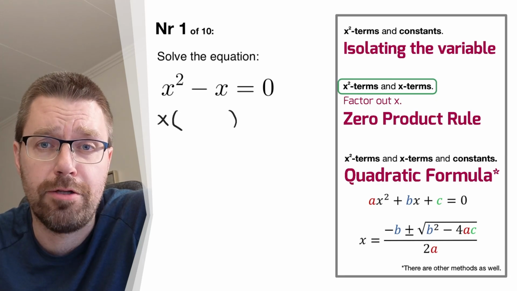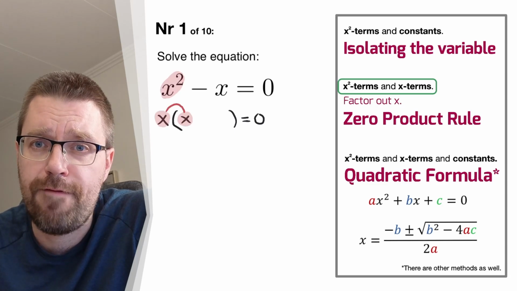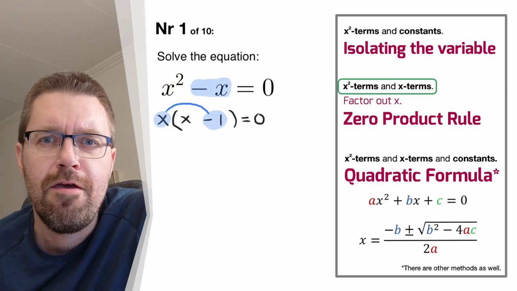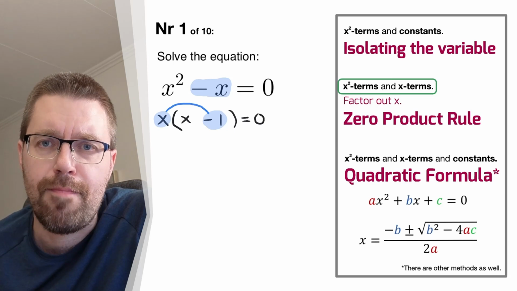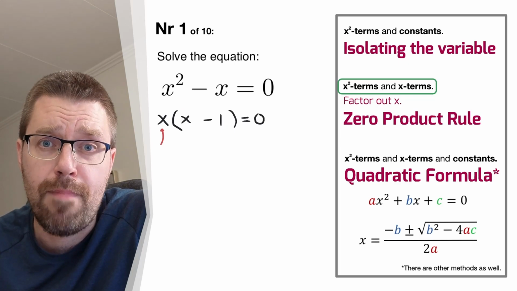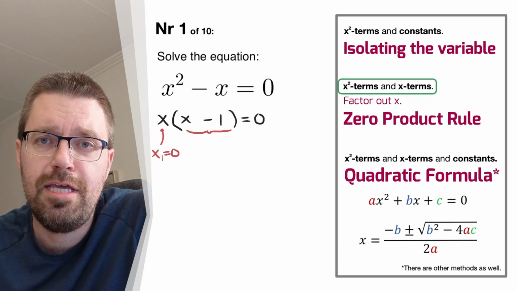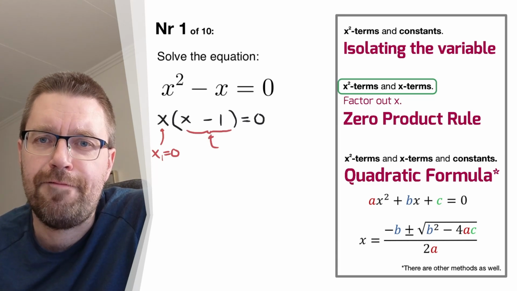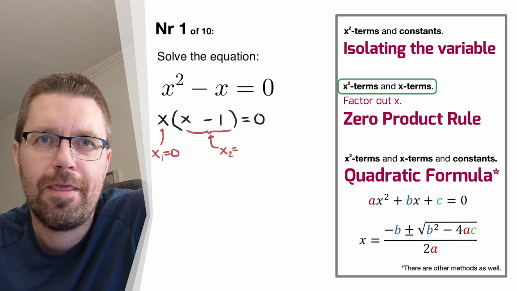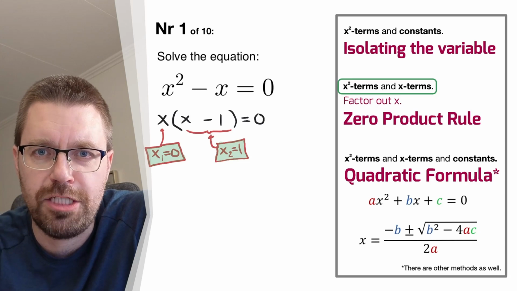So then I have to factor out x from these two terms. I write x before a parenthesis and then equals 0. Inside the parenthesis, I write x from the first factor because x times x equals x squared, and then minus 1 from the last term because x times minus 1 equals minus x. And then I use the zero product rule. One of the factors must be equal to 0, so either x must be equal to 0 or the whole parenthesis equal to 0. And if the whole parenthesis is equal to 0, then x has to be 1, because 1 minus 1 equals 0. And then we have our two solutions to this equation.